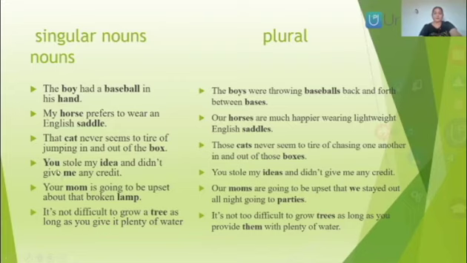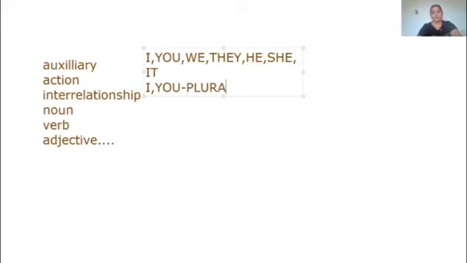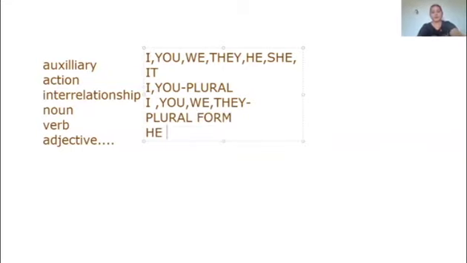Let me give you another example. Remember, in personal pronouns, you've got I, you, we, they, he, she, it. These things are very, very important in order to learn the language well. Among these pronouns, I and you, even though they can be singular, take the plural form of the verb. I, you, we, they always take the plural form of the verb, whereas he, she, it takes the singular form of the verb.